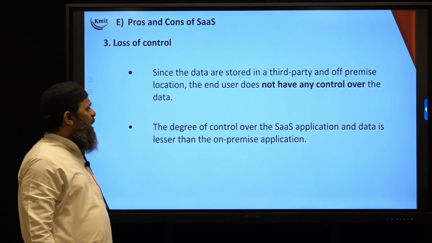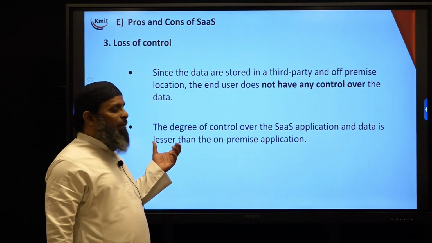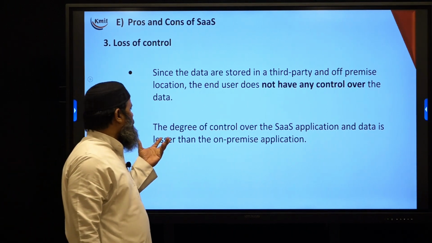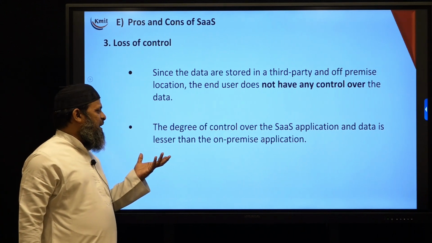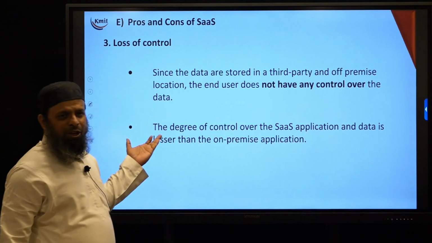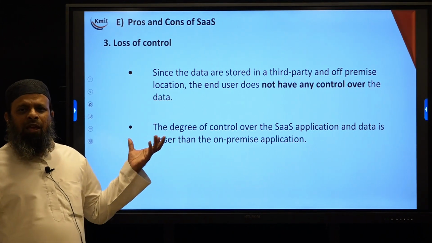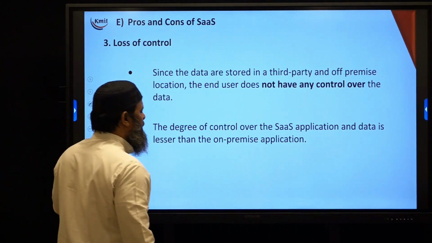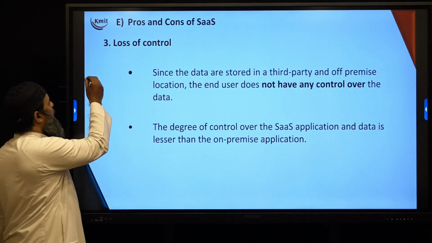Loss of control. As data is available at the third party, you cannot have complete control of your data, or you may lose control over data. So the degree of control over SaaS applications and data is lesser than with on-premise applications. For applications available on your local machine, you can have more data control than for data available on the SaaS application, which is with a third party. So again, this is also a drawback.